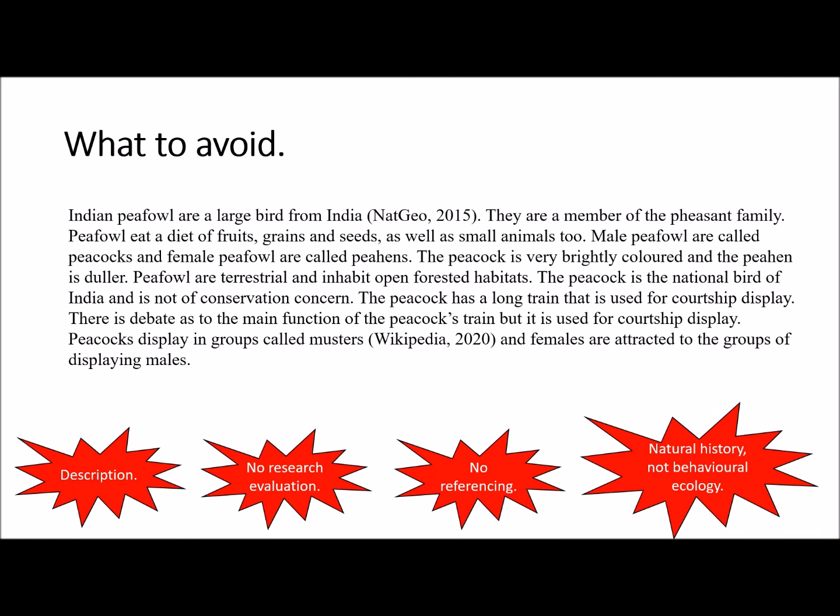So this extract is natural history. It's not behavioural ecology. It's not a review of the behavioural research on peafowl. It simply tells me what peacocks are, where they're found, and what they do. So please avoid this. Please don't feel you should include the natural history information of the animal. We want you to tell us about the science that's being conducted on the animal, rather than the animal's ecology, behaviour, biology, natural history itself.